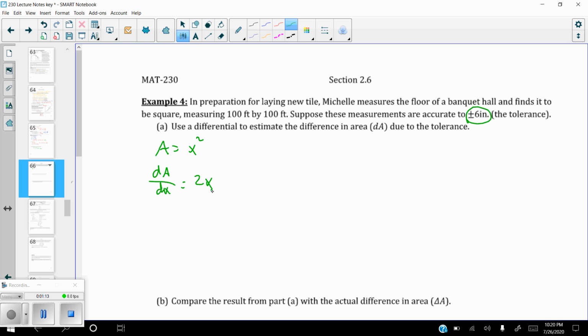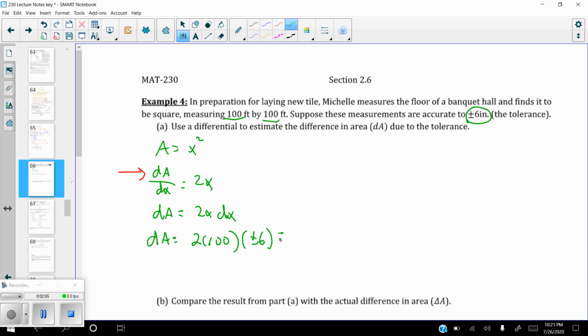Now, if I want to find the differential, I'm just solving for dA, which means we'll multiply the dx to both sides. So we'll get that dA, the differential of the area, equals 2x dx. Okay? We know that dx, or the differential of the x part, is plus or minus 6, because that's what it tells us. We also know that x, the side of the square, is 100, because they tell us it's a 100 by 100 foot square. So the differential, or dA, is 2 times 100, because 100 is literally the side of the square, that's x. And then dx is plus or minus 6.